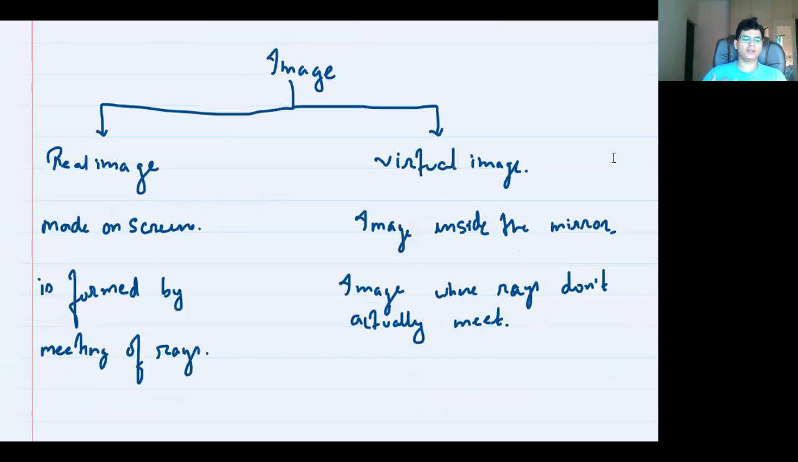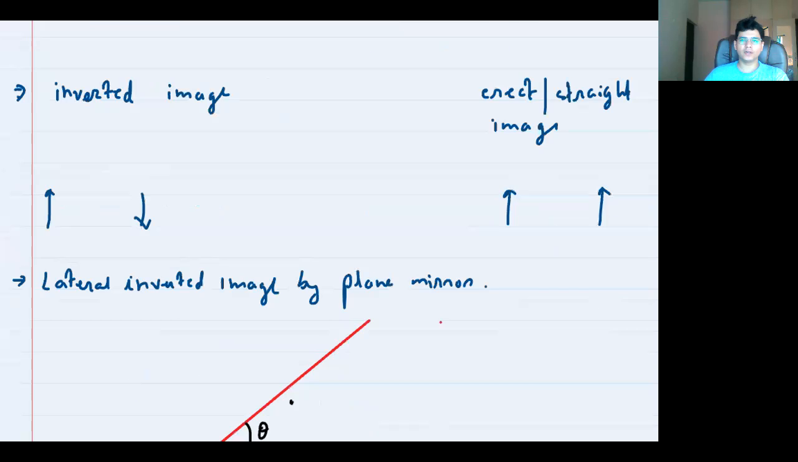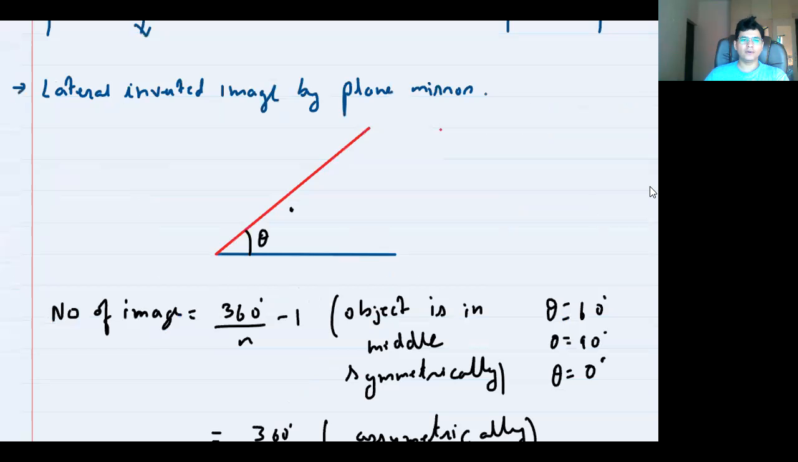So we talked about the image, right? What is a real image? What is a virtual image? We know the meaning of real image and virtual image. A real image is an image which is made on the screen, formed by actual meeting of the reflected rays. But a virtual image is formed behind the mirror, which is not formed by the actual intersection of rays. Then we talked about inverted image, erect image, right? Then after that we talked about the number of images, multiple images.